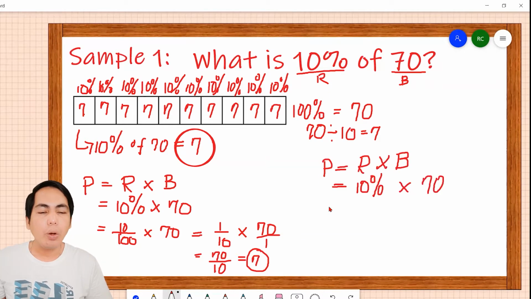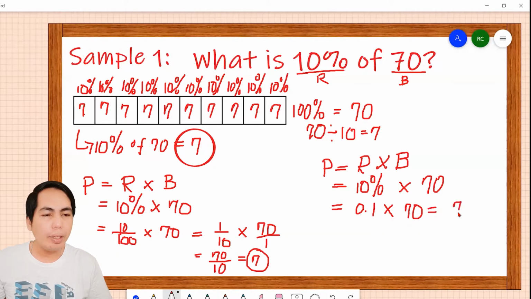Or, if we are going to use decimal, we can change 10% into decimal form. 10% is equivalent to 10 over 100 in fraction form, which is equivalent to 0.1 in decimal form. So, multiply it to our base, which is 70. Then we can multiply now 70 times 0.1. 1 times 0 is 0, 1 times 7 is 7.